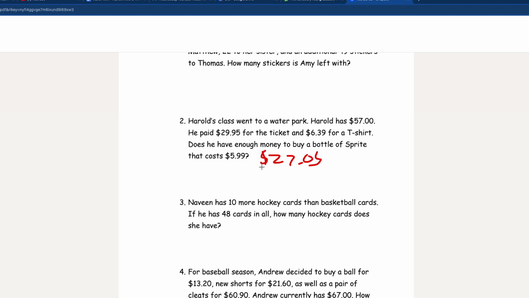$27.05 subtracted by 6.39. So 15, can't do that. So 9 minus 3, but cross that off. So that equals $20. And so that equals 6. So 15 minus 9 should equal 6 as well. So he has $20.66 left.